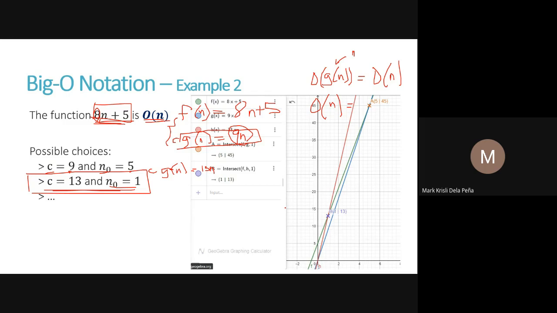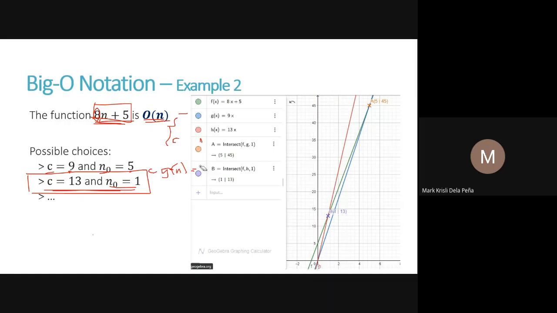Okay, I'll just have to erase my writings so that we can see clearly what is in these graphs. Now I have here the graph of the functions.